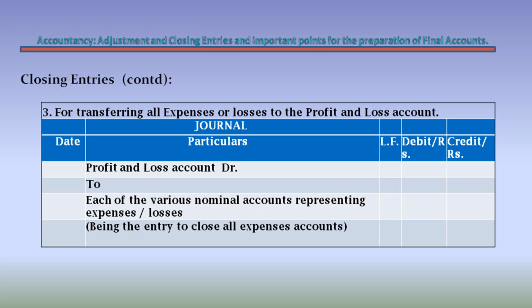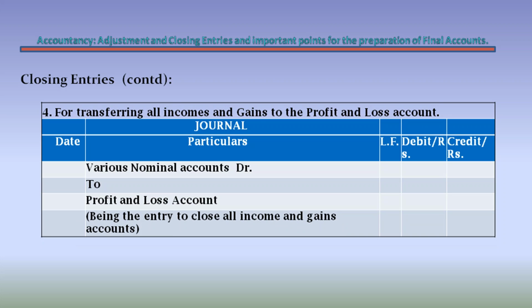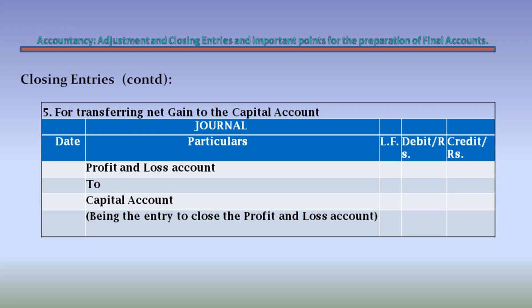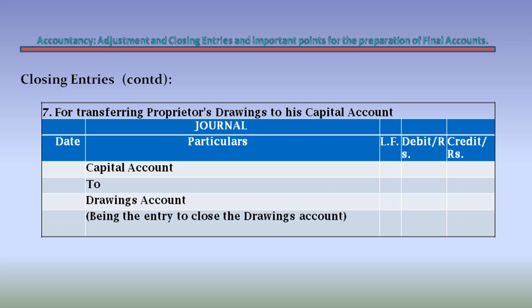Third entry. For transferring all expenses or losses to the profit and loss account, profit and loss account debtor to each of the various nominal accounts representing expenses or losses, being the entry to close all expenses accounts. For transferring all incomes and gains to the profit and loss account, various nominal accounts debtor to profit and loss account, being the entry to close all incomes and gains accounts. For transferring net gain to capital account, profit and loss account debtor to capital account, being the entry to close profit and loss account. For transferring net loss, if any, to capital account, capital account debtor to profit and loss account, being the entry to close the profit and loss account. For transferring proprietor's drawings, capital account debtor to drawings account, being the entry to close the drawings account.